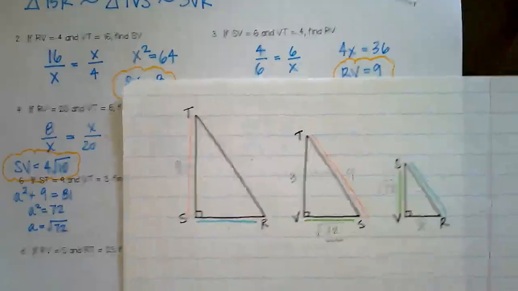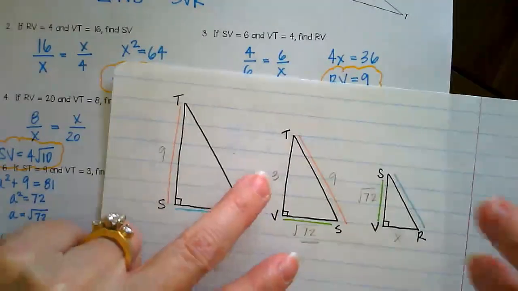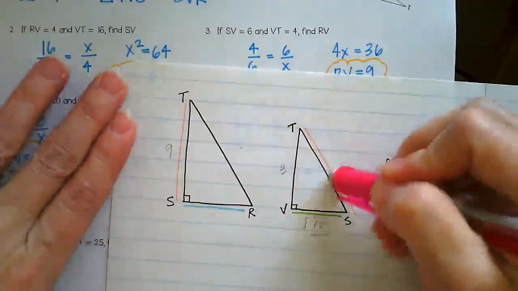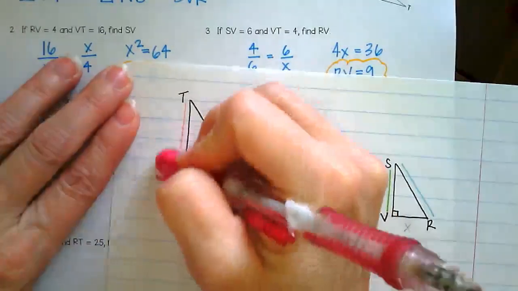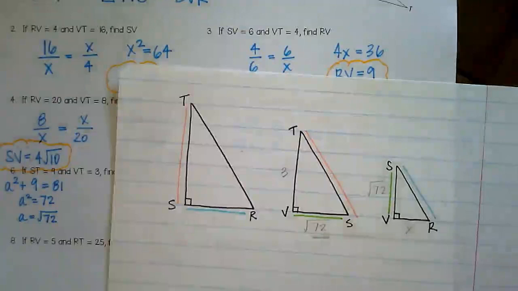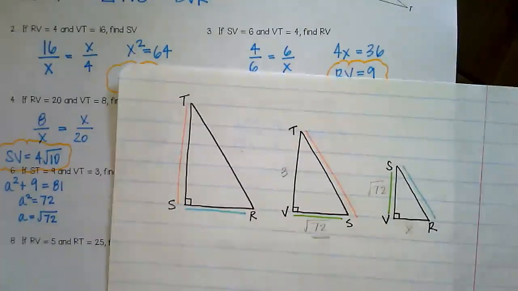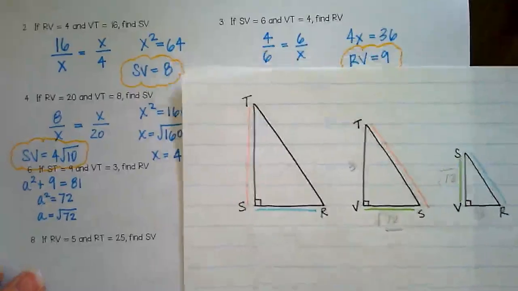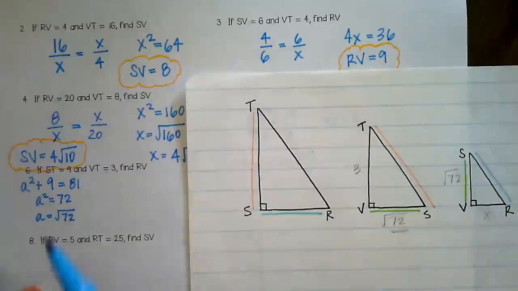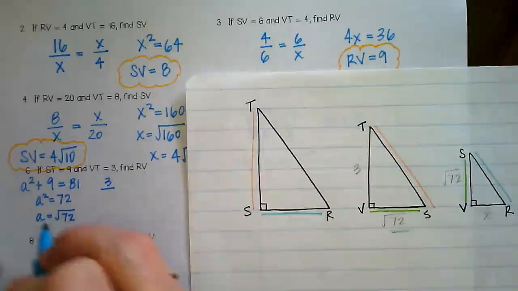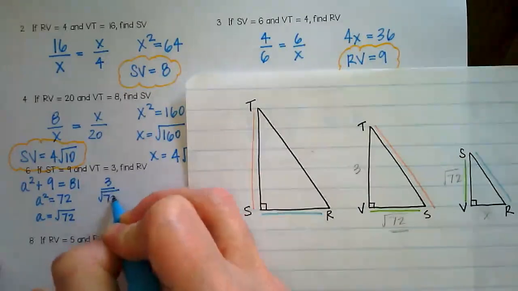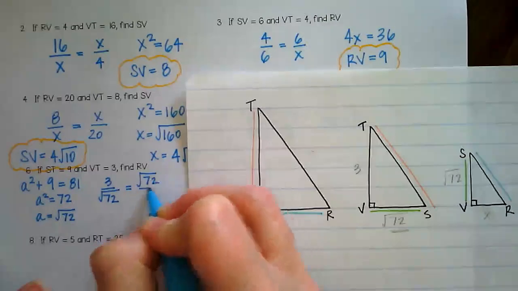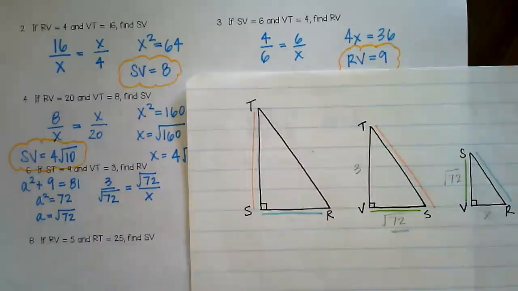So now, when I look, I have corresponding sides between mama bear and baby bear. So I'm not using this or that to solve my problem. I'm back using these two. Now, the reason why I left that is going to be clear in just a second. So for my proportion, I'm going to say mama bear is 3 over square root 72, and that matches up with square root 72 over x for baby bear.